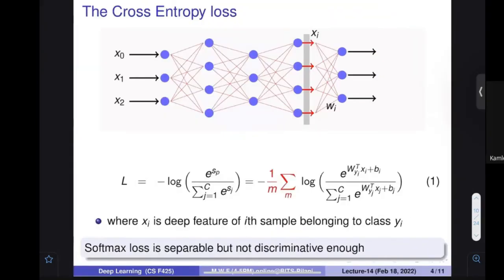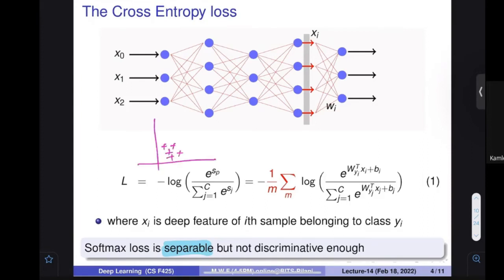Is it fine? This is called the softmax loss. This is a very good kind of loss. It is separable because if you can train your system using this kind of loss, it is going to be separable. Separable means it can separate the different classes. So you know what I mean by this. You know that I was telling this thing multiple times.